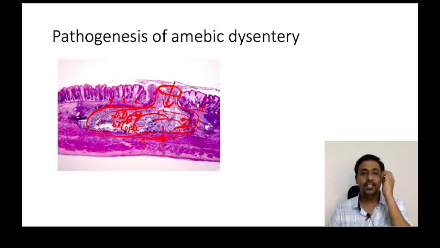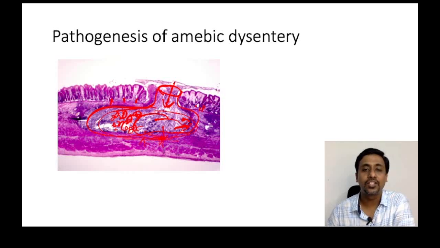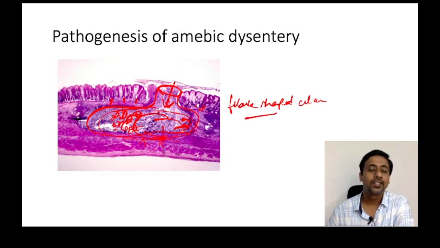So the typical ulcer seen in amoebic dysentery is a flask-shaped ulcer.